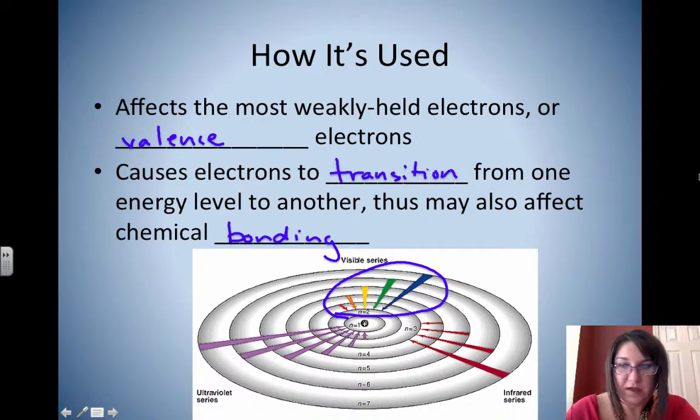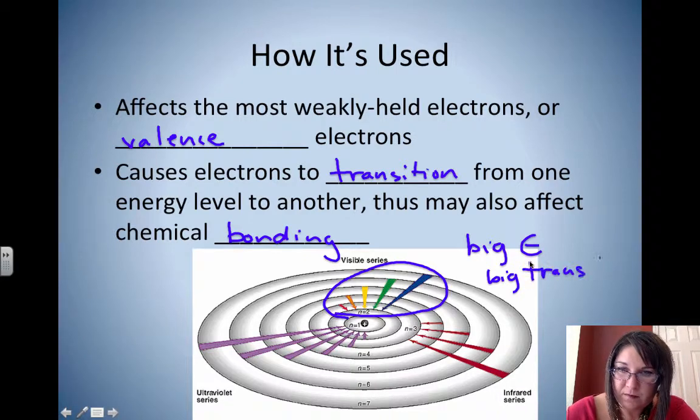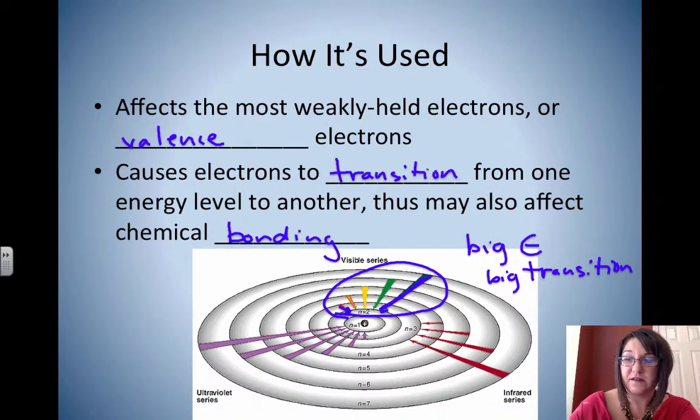This picture gives us an idea of which energies are causing which transitions. So big energy makes a big transition. And that's why the blue light is shown for going in a longer leap than the red light, because red light contains less energy than blue light. So you'll see this in the flame test that we do for the atomic emission spectrum.